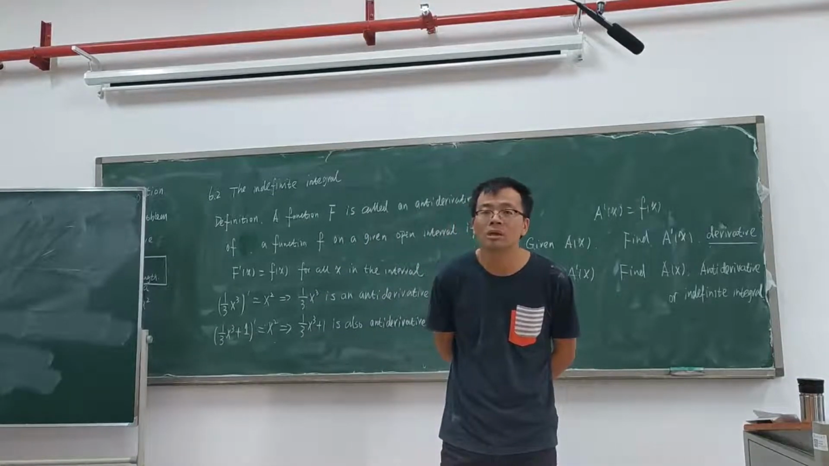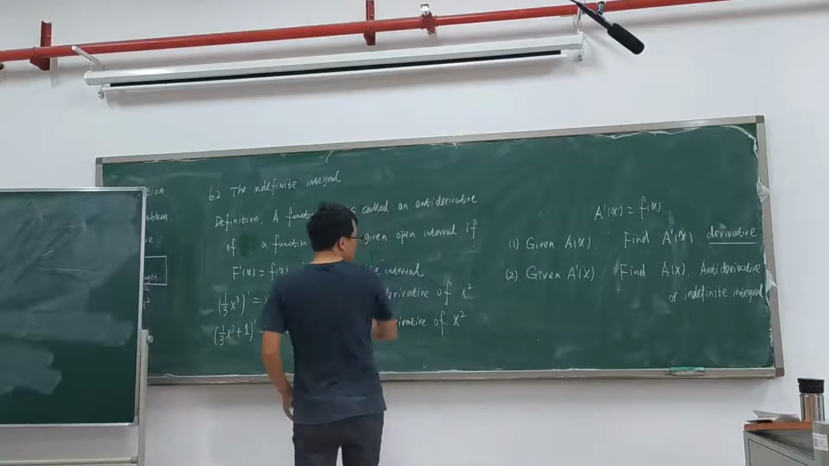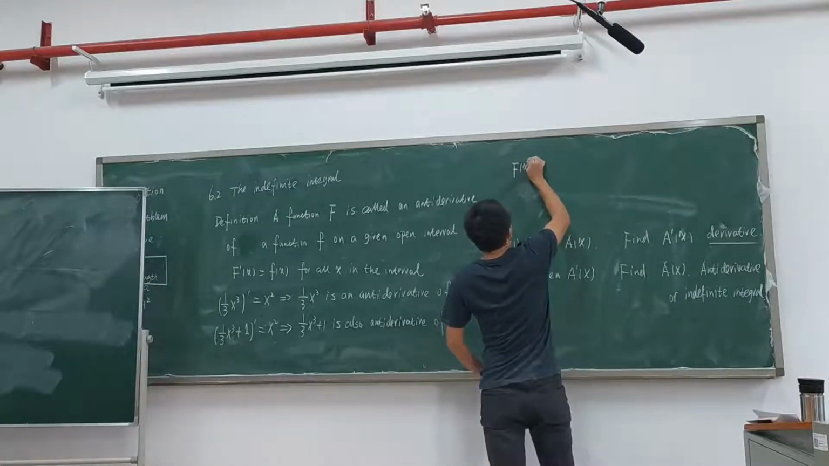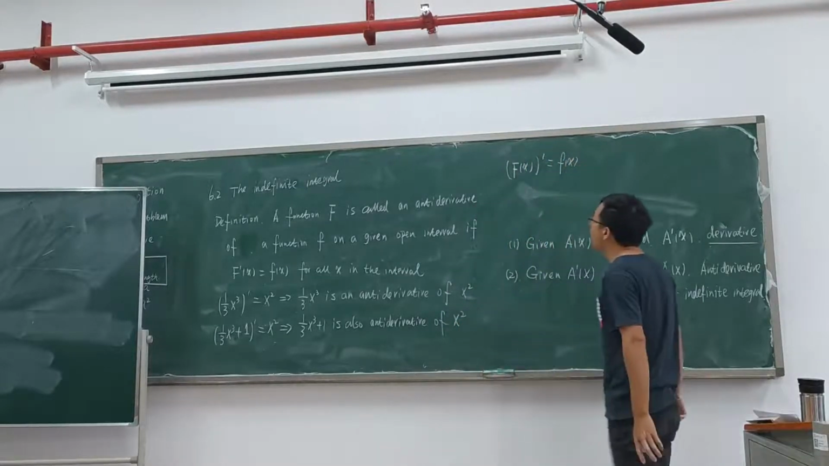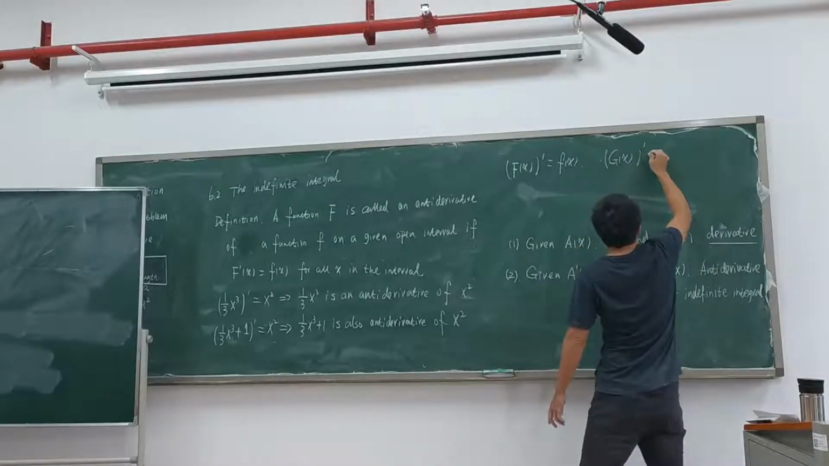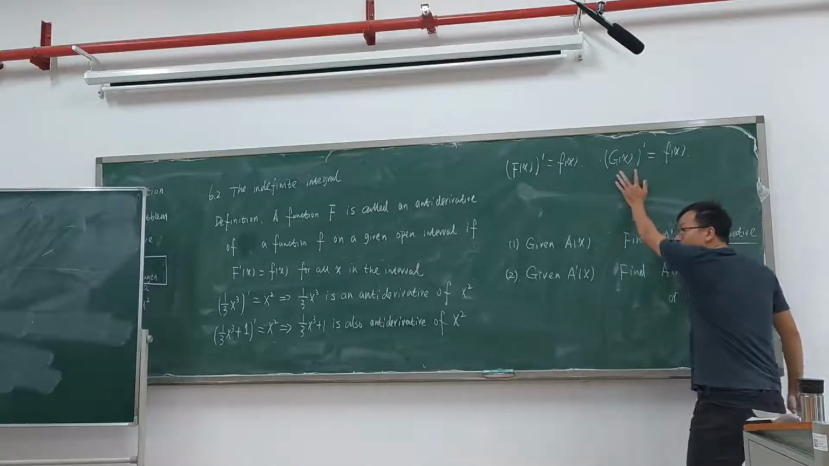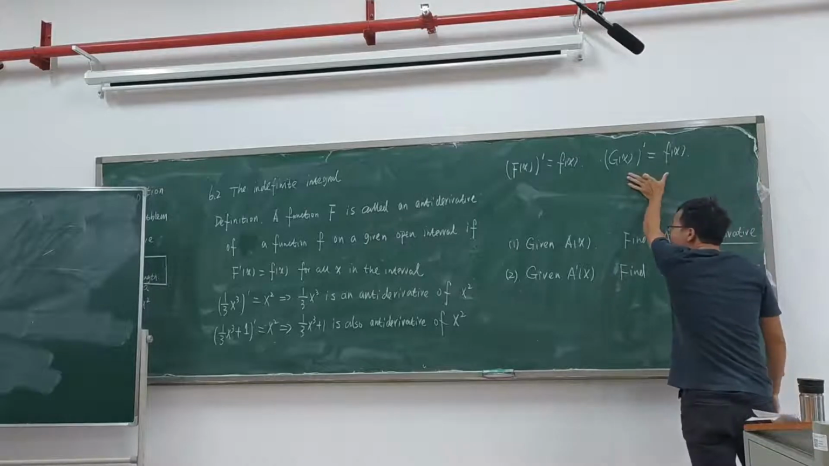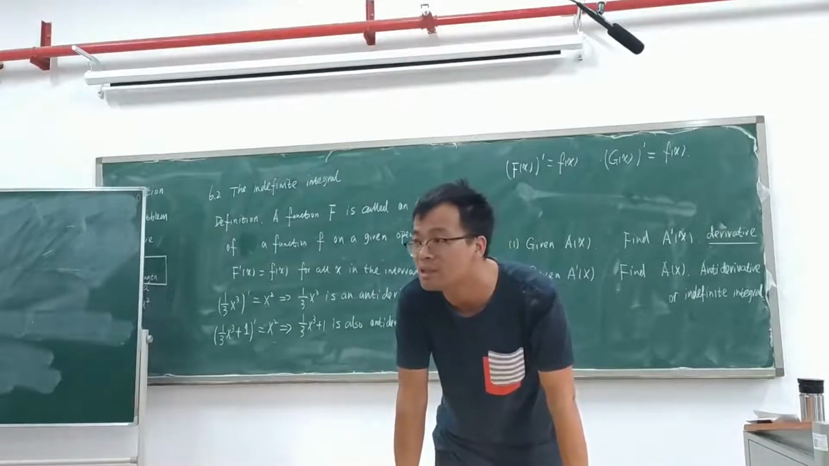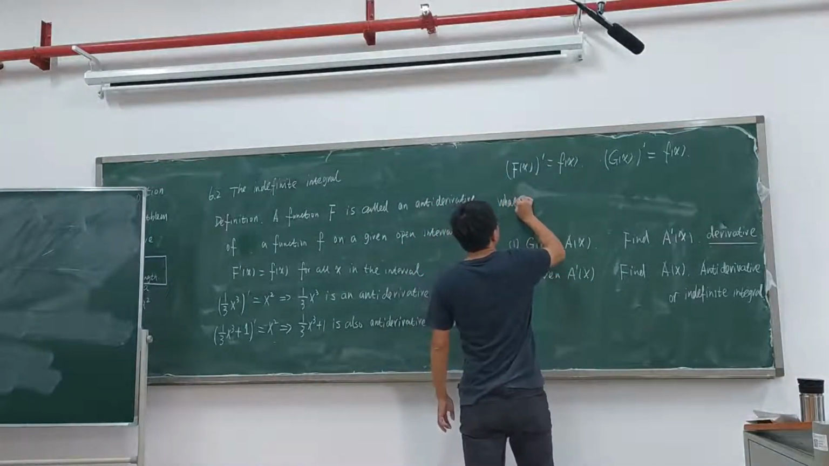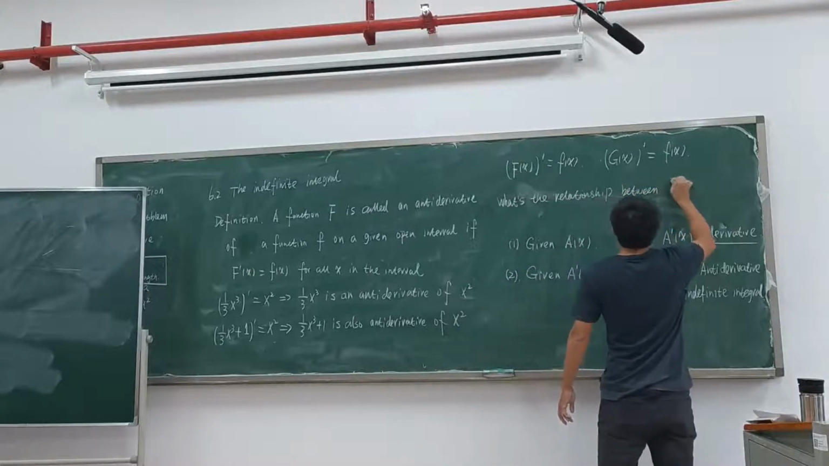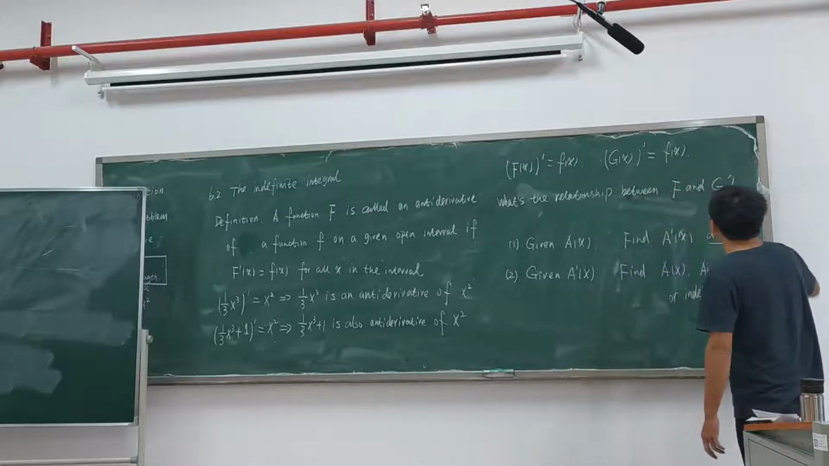So now we have a question. Suppose capital F prime equals f(x), so F is an antiderivative of f. If G prime is also equal to f(x), this tells us G is an antiderivative of f. So what's the relationship between capital F and capital G?